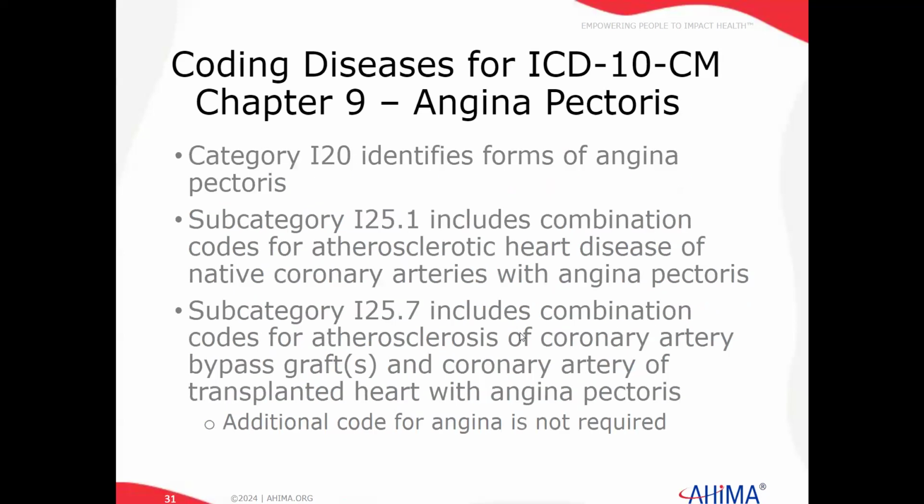The code category I-20 identifies the forms of angina pectoris, and then subcategory I-25.1 includes the combination codes for the angina with the atherosclerotic disease of the native coronary arteries. Subcategory I-25.7 is similar, but this has the combination codes for the angina with the atherosclerosis of a coronary artery bypass graft. So in these cases, you don't code the angina on top of that because it's already included in the combination code.